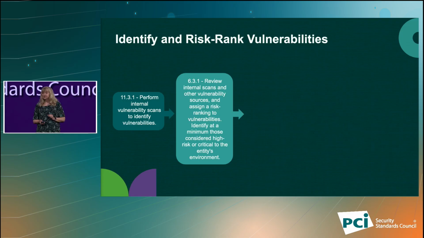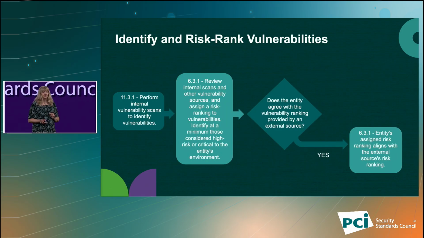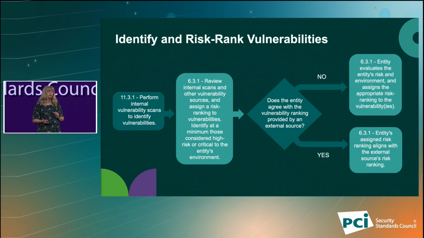At a minimum, you need to identify what is high risk and what is critical in your environment. You can use external risk rankings if you agree that they work for your organization. But if you don't agree that those risk rankings work for your organization, then you can assign your own risk ranking to those vulnerabilities based on asset criticality, threat information, and business impact. Either way, at the end of this process, you have your vulnerabilities ranked.